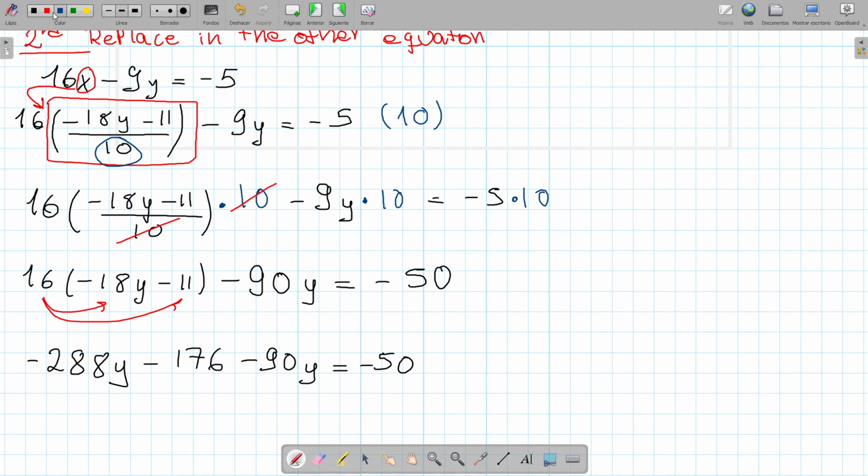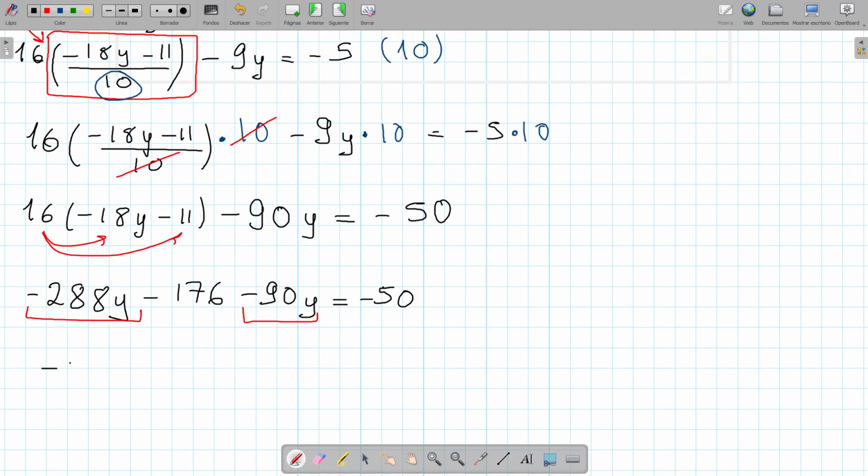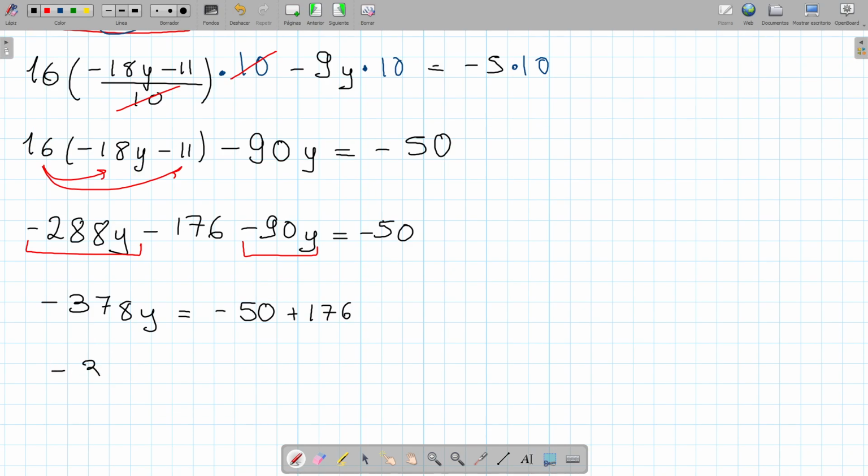We can solve this equation here. Minus 288 minus 90 gives minus 378y, and on the other side we have minus 50 plus 176. So we have minus 378y equals 126.